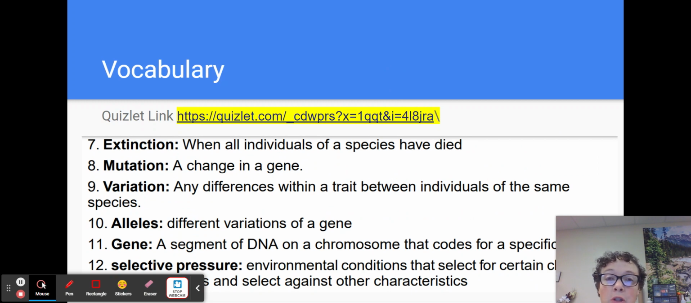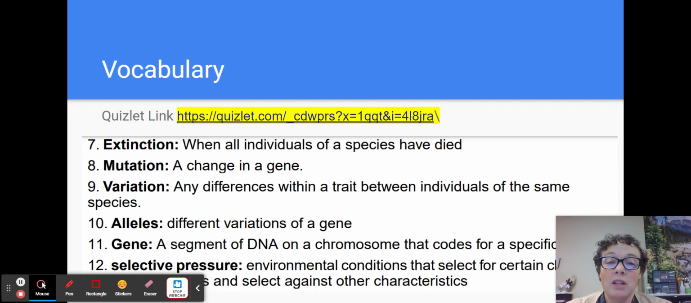Some other vocabulary terms that we're going to see on our interim that we need to make sure we're familiar with going in are extinction, mutation, variation, alleles, gene, and selective pressure. Again, take a minute to read the vocabulary word, its definition, and make sure that you could use it in a sentence.